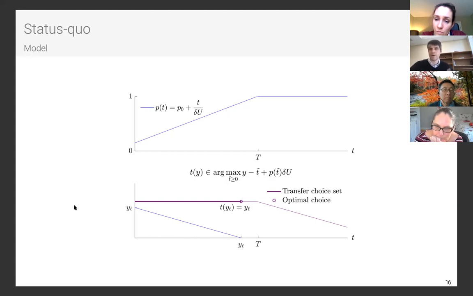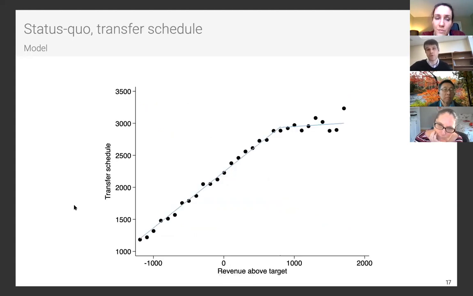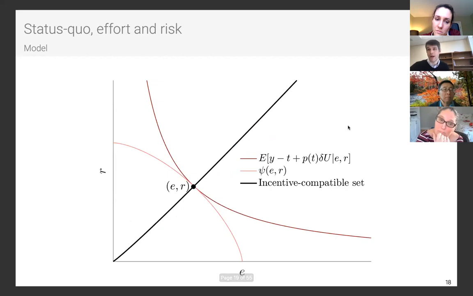So we can quickly just go to the data that we gathered from the control group to check this prediction. And broadly, this is what we see, right? So we see the transfer amount here on the y-axis increasing linearly with revenue until we get to roughly the target point, and then we have a leveling off. Okay, so we have a functional form for the rehiring probability and the transfer schedule.